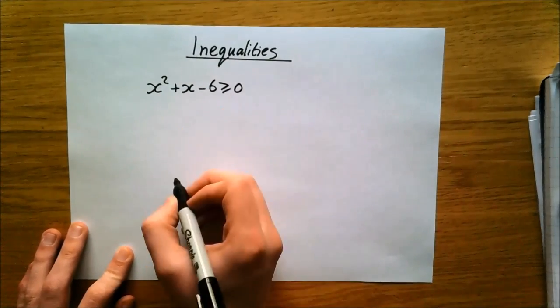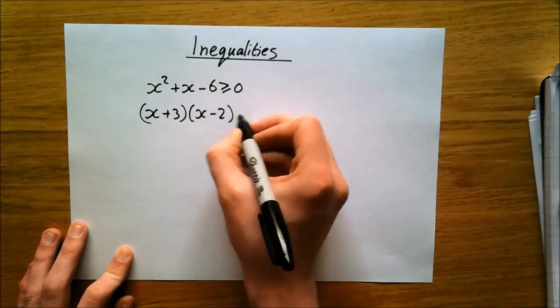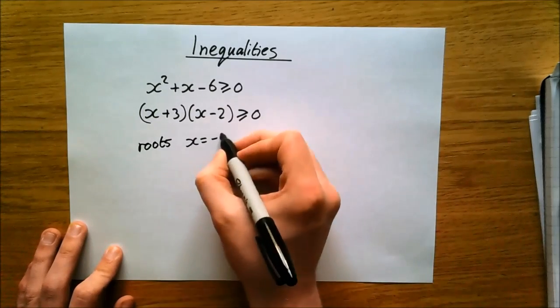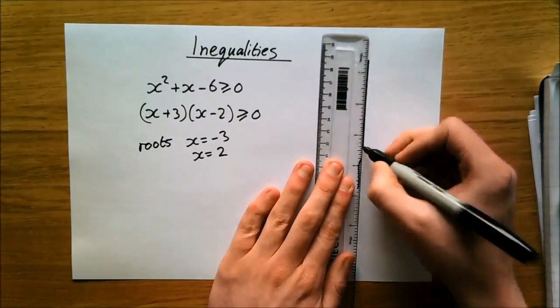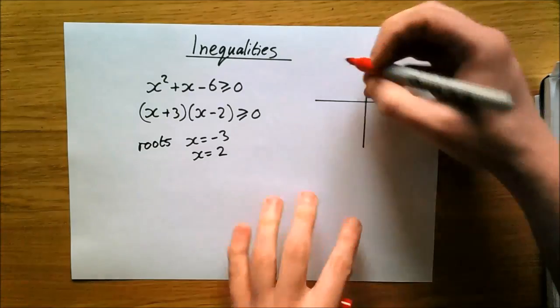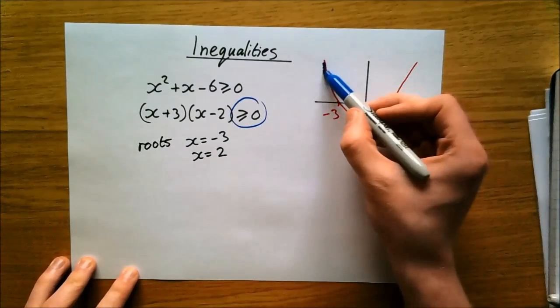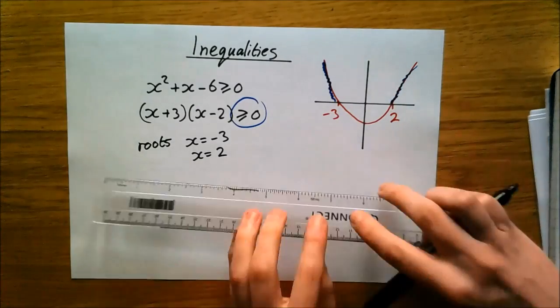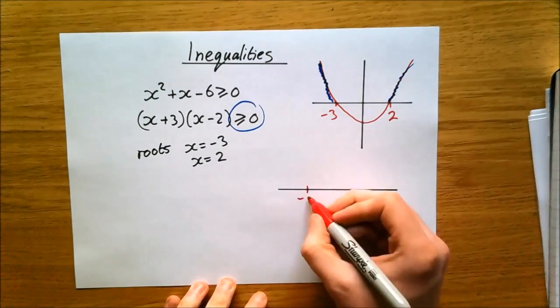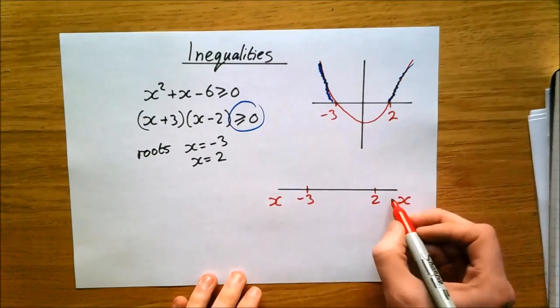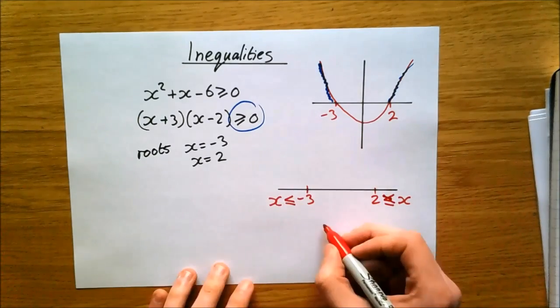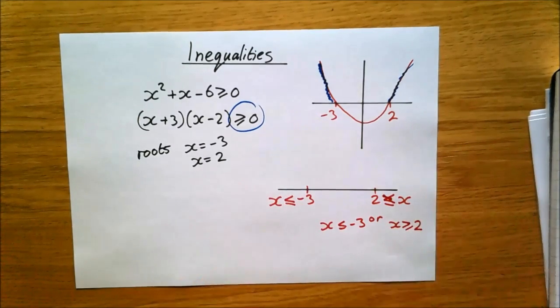To solve quadratic inequalities, we must first produce an accurate sketch of the graph. This involves determining its roots and whether it is a positive or negative graph. And once we have a sketch, we can easily see the solutions. For this example, with greater than or equal to 0, we're interested in the parts that are above the x-axis. There are many different techniques to then writing down the final inequalities.